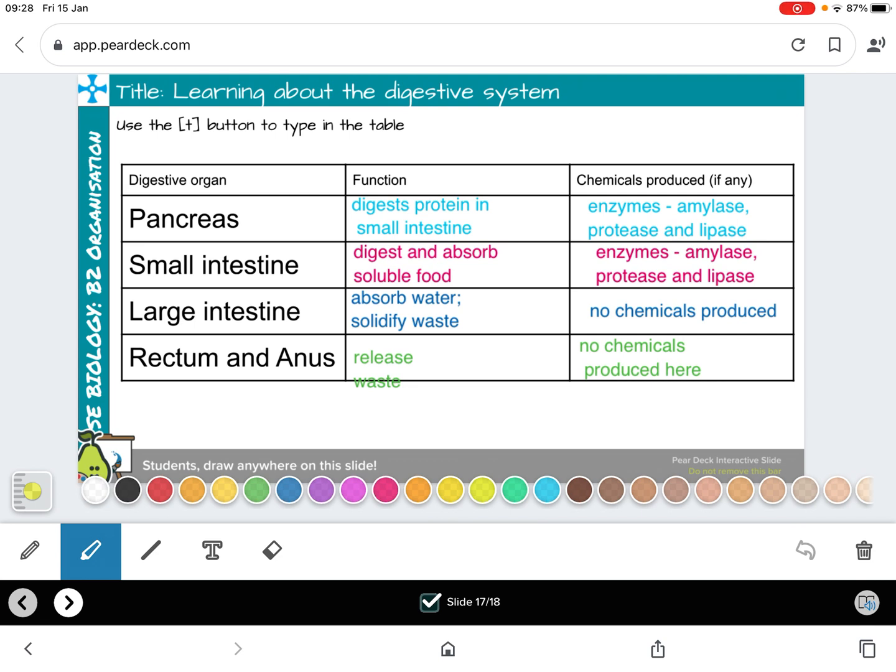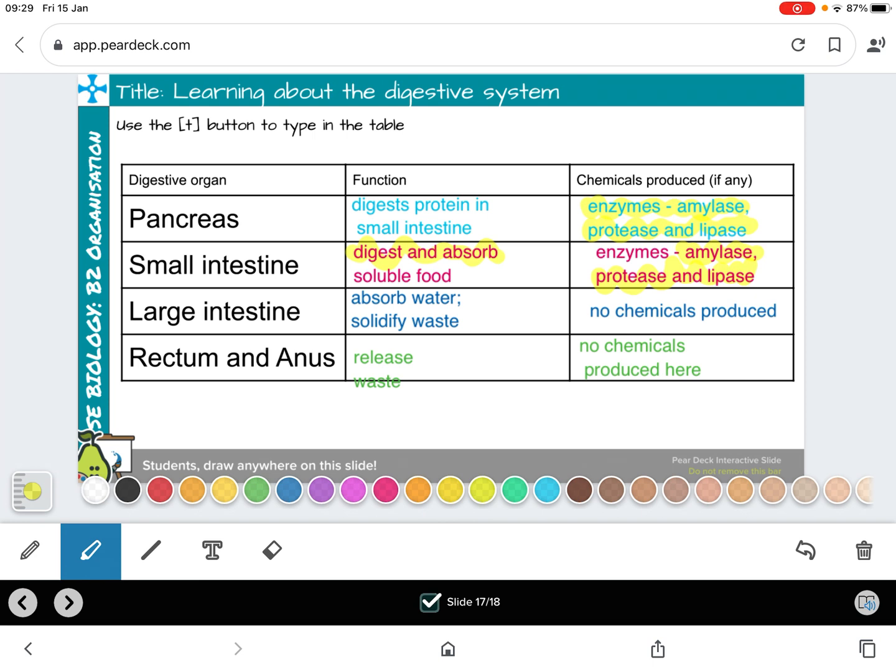So this is where the protein is digested, and it produces the enzymes for the protein digestion. The pancreas produces loads of enzymes. It produces all three kinds of enzymes, and these then go into the small intestines to digest and absorb the food. Again here, amylase, protease and lipase are being produced, which are going to speed up this digestion process.